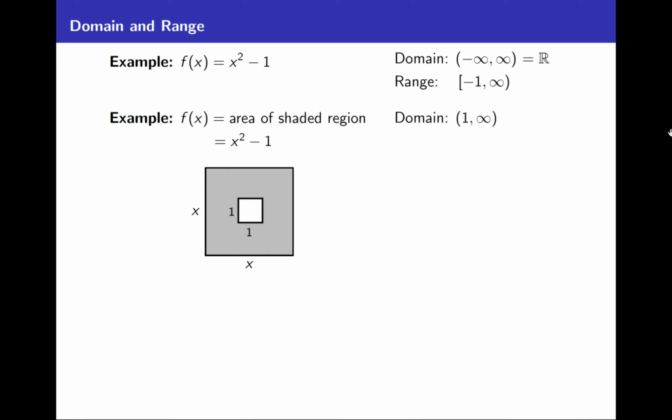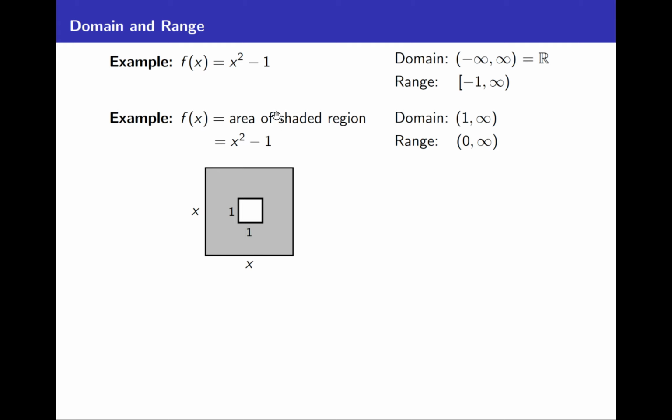But look at the domain of this function in our second example. In this picture, x has to be bigger than 1 to enclose some shaded area. And it could be arbitrarily large. So the domain is the interval from 1 to infinity. Whereas the range could be anywhere from 0 to infinity. The smaller and smaller x is, the closer and closer to 1, the smaller this shaded area is. So the shaded area is very close to 0. But as x gets bigger and bigger and bigger, the shaded area would get bigger and bigger as well. So the range would be the interval from 0 to infinity.